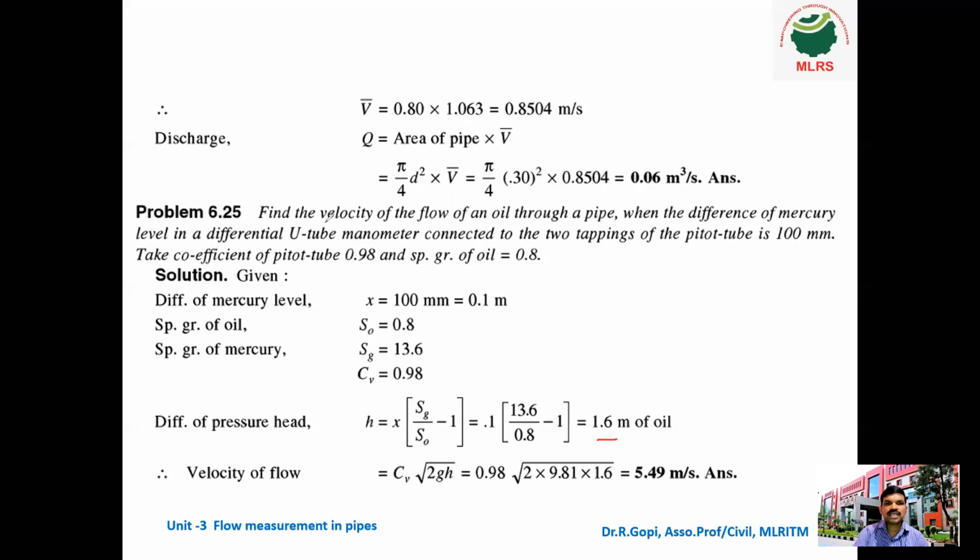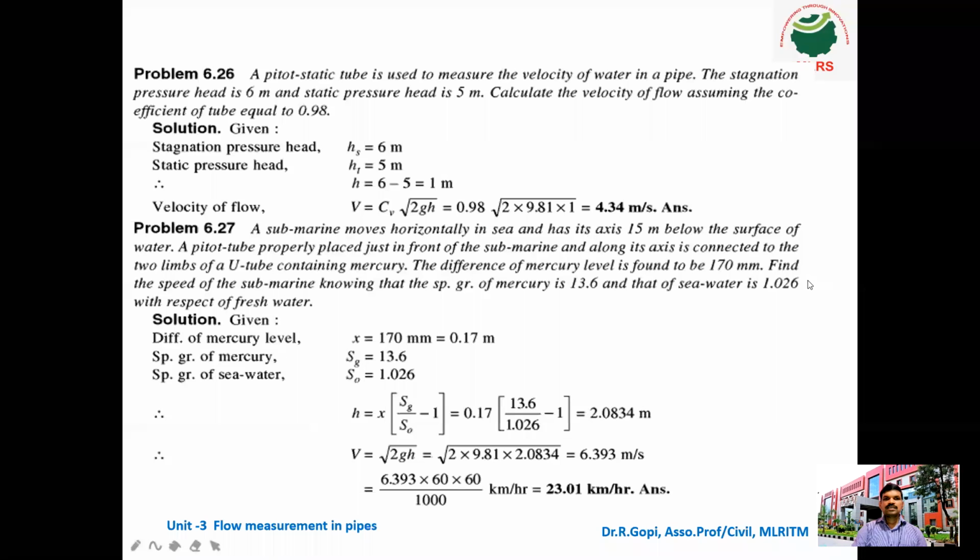In the question they didn't ask for discharge. They only asked for velocity. For that, the diameter of the pipe is also not given. So only velocity is enough. It is 5.49 meter per second. That's all. So next we will move to the next problem.